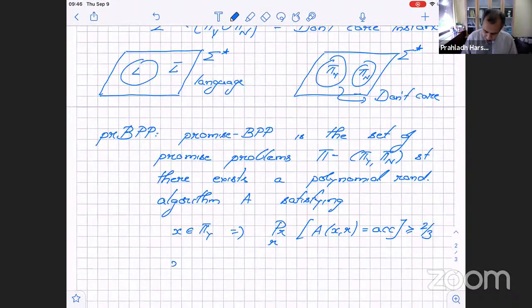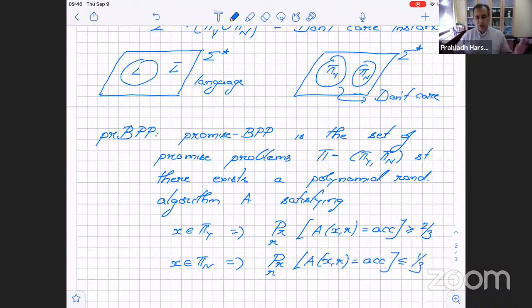If x is in pi no, then the probability that A of x, r accepts should be less than or equal to 1/3. And I don't care about its behavior elsewhere. Of course, strictly speaking, I have not said I don't care about behavior. The way I have defined it, because it's a polynomial time randomized algorithm, something is a polynomial time randomized algorithm only if it runs in a fixed polynomial time on every input, even on the don't care inputs. But that's easy to ensure.